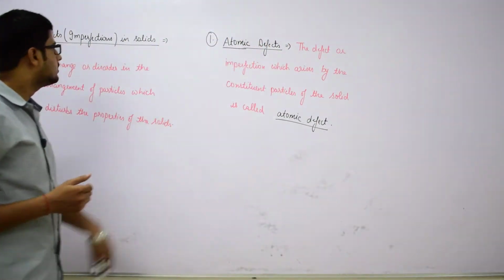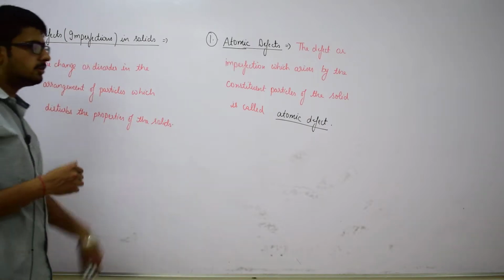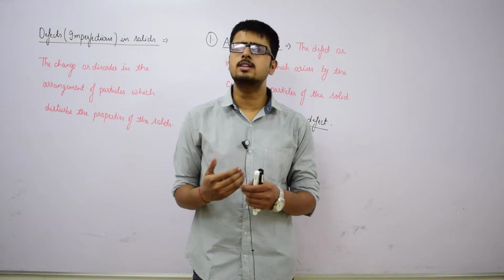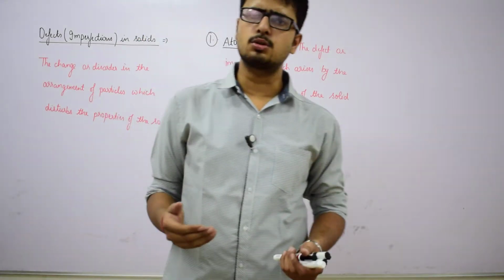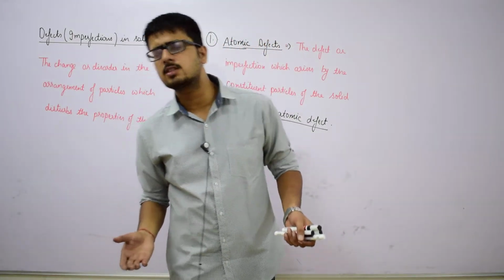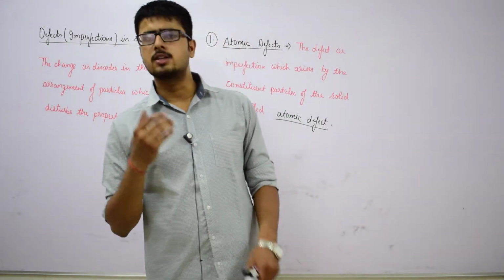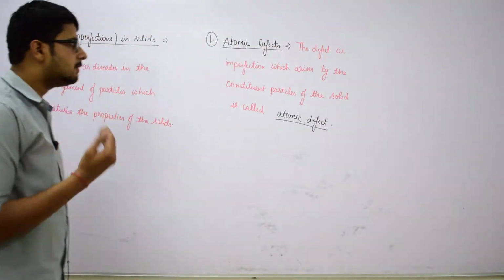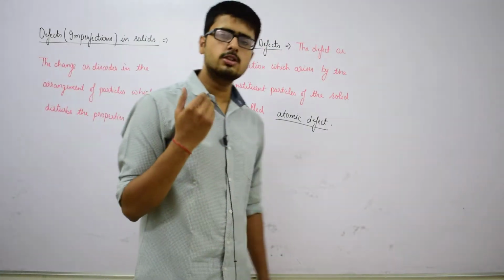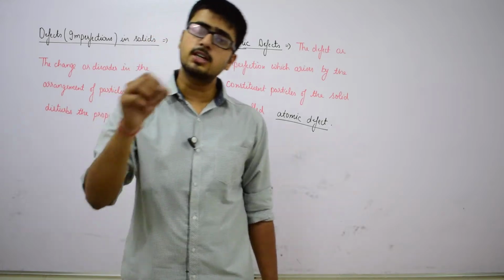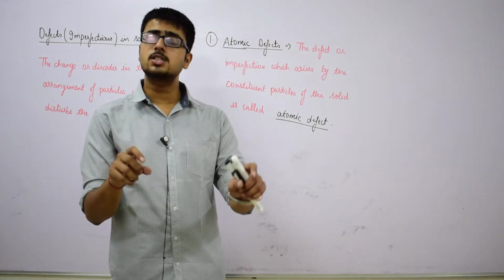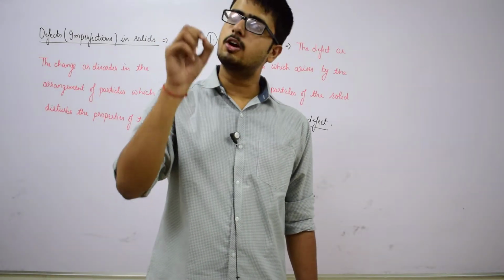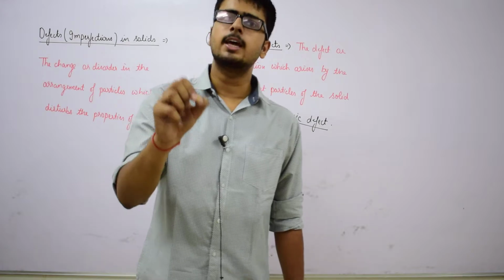So, these are the two reasons. First one is the defect. What do we mean by defect or imperfection in solid? So, any change in the constituent particles or any change by any other source which completely disturbs the physical and chemical properties of solid is called defect or imperfection. And the first main type of defect is atomic defect. So, the defect which arises due to the constituent particles of that particular solid, that type of defect is called atomic defect or atomic imperfection.